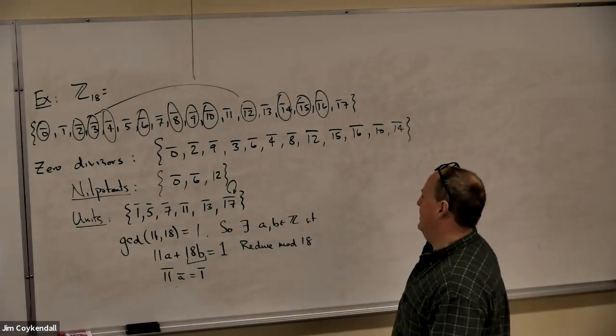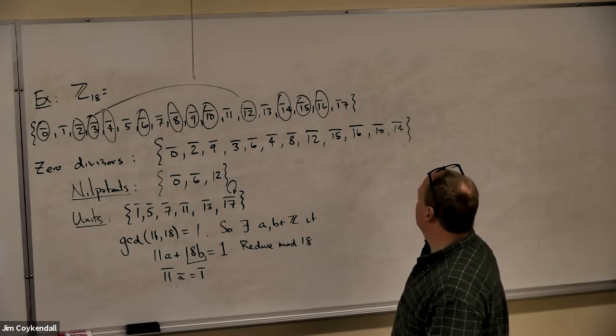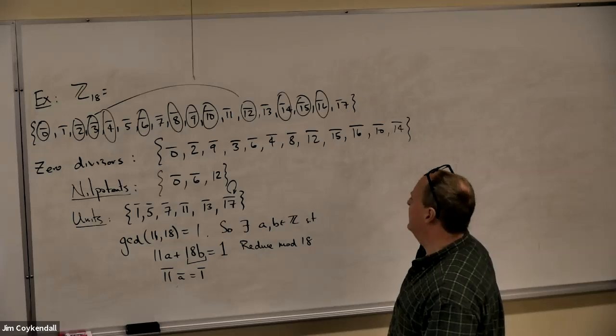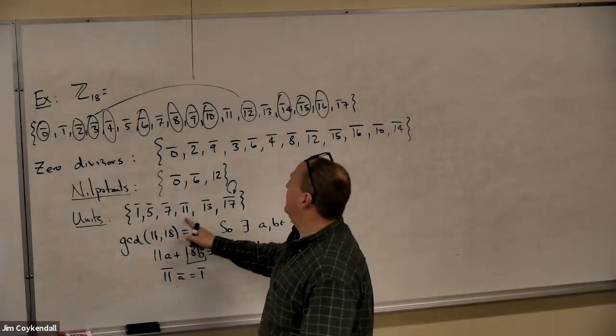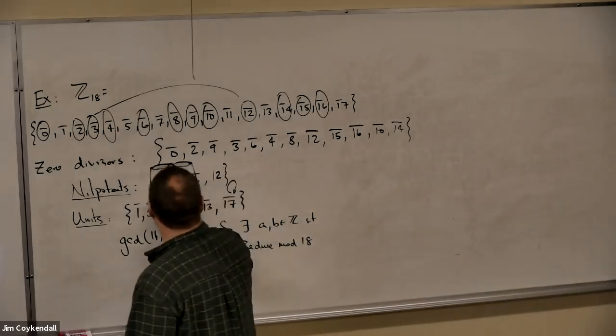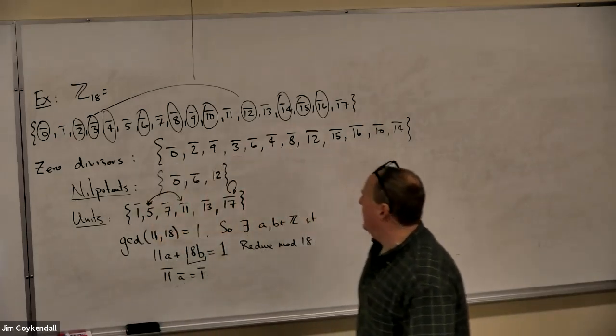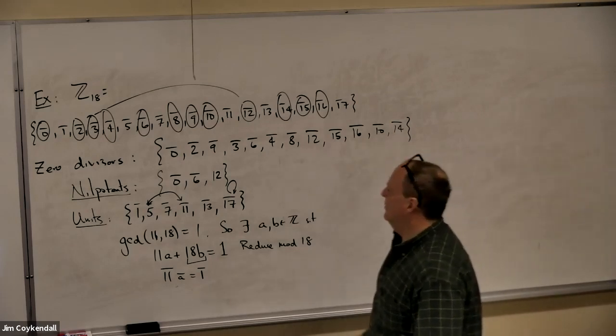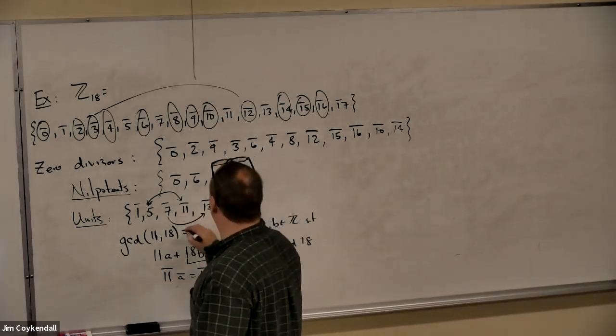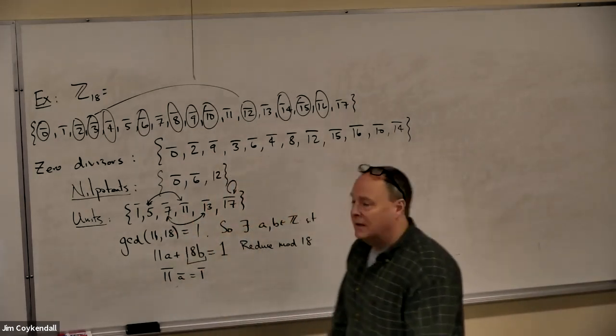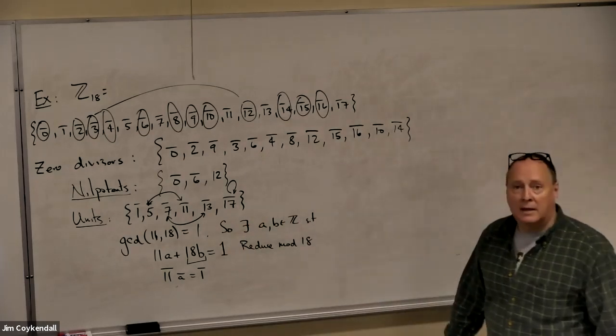Let's see. What's the inverse of 5, for example? Let's see, 55, 54, yeah. 5 and 11 are inverses of each other. And I bet 7 and 13 are inverses of each other. Okay, any questions?